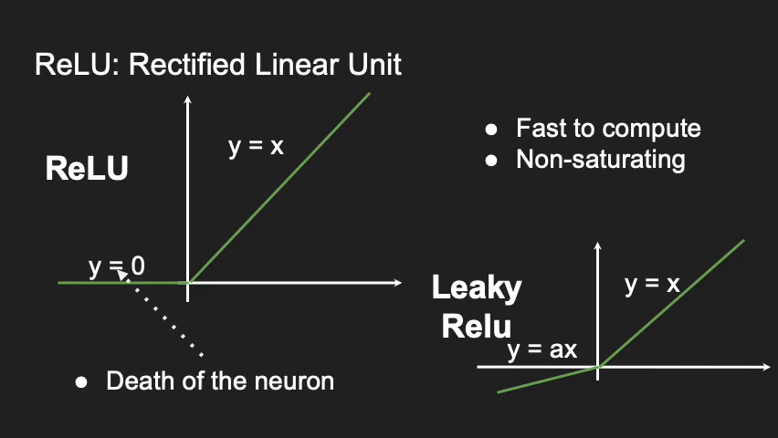Because of those saturation problems, among others, people have moved to different kinds of non-linearities, and the most used one is probably ReLU, the rectified linear unit. ReLU is the simplest non-linearity you can think of. Basically, y equals x unless x is below 0, and in that case just output 0.